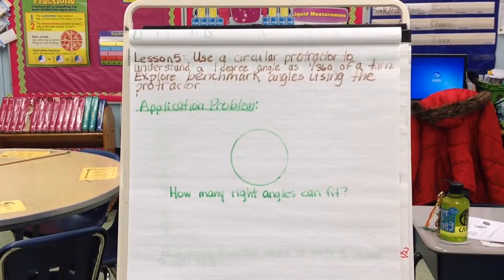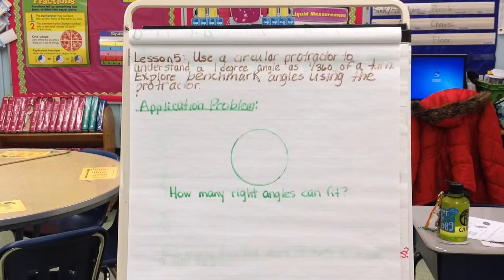Module 4, Lesson 5, using a circular protractor to understand a 1-degree angle is 1/360th of a turn, and we're going to explore benchmark angles using the protractor. Let's take a look at the circle that I have. This should remind you of your right angle template when it's all opened up. How many right angles can fit?